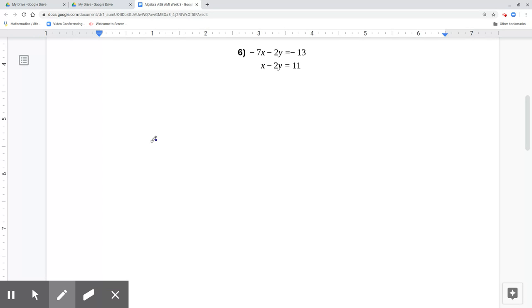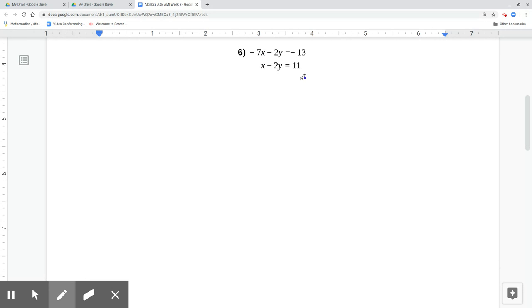So in question number 6, we have negative 7x minus 2y equals negative 13. And then we also have x minus 2y equals 11. Those are our two equations in our system. So in order to know if this system is ready to use the elimination method on, the first thing I would check for is if they're written both in standard form, which they are.